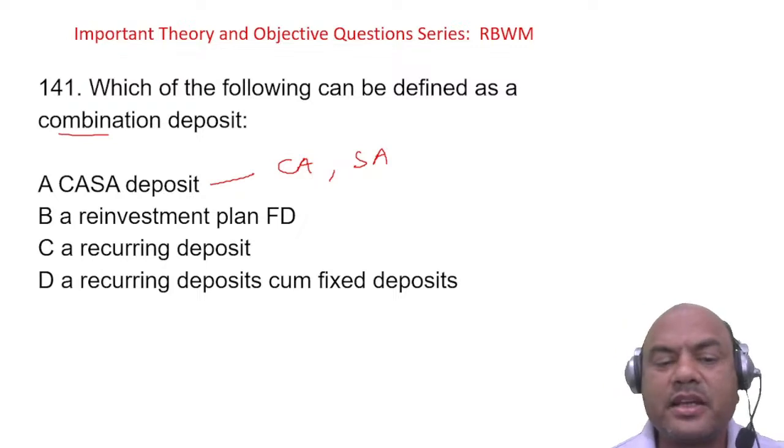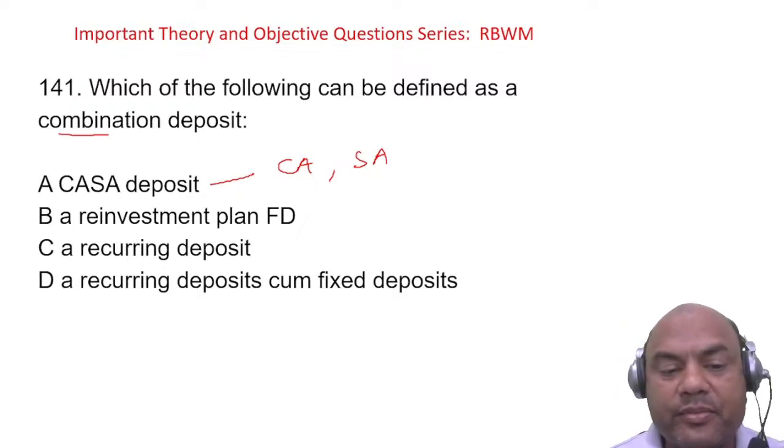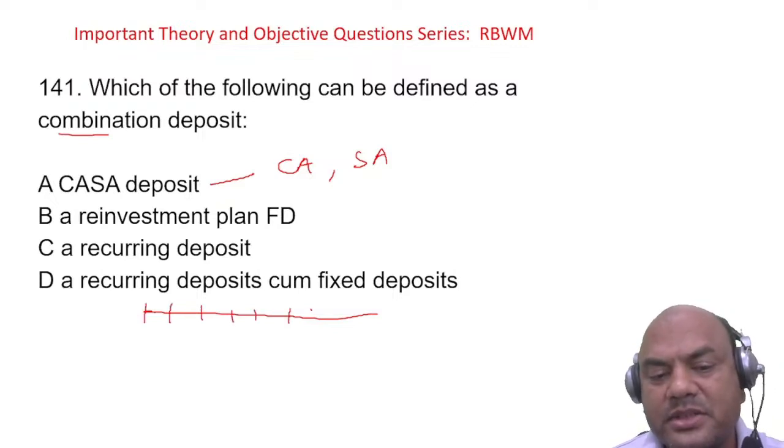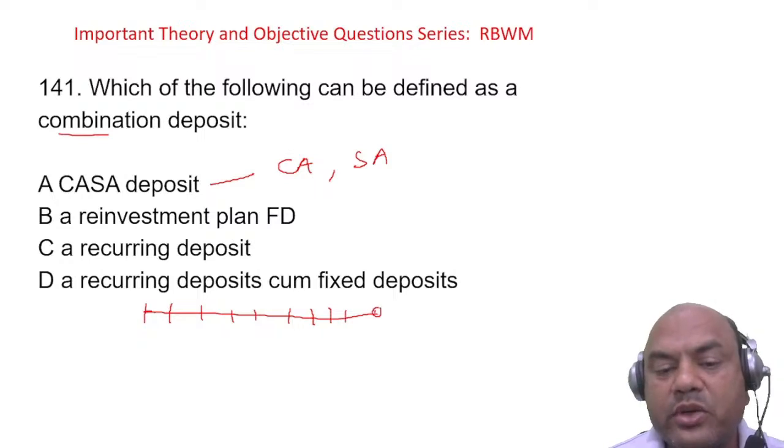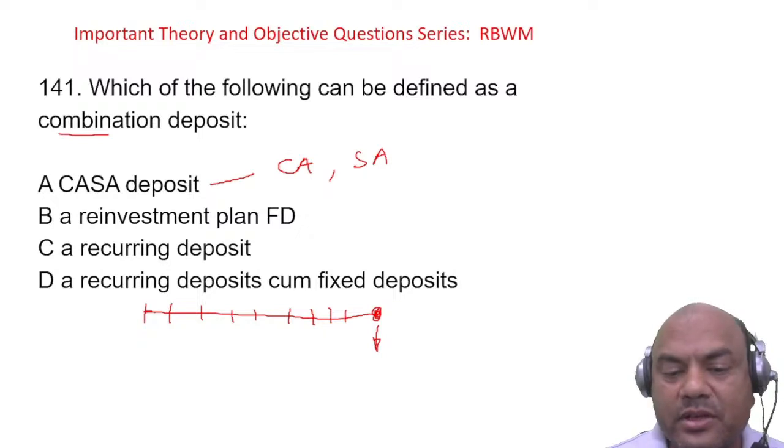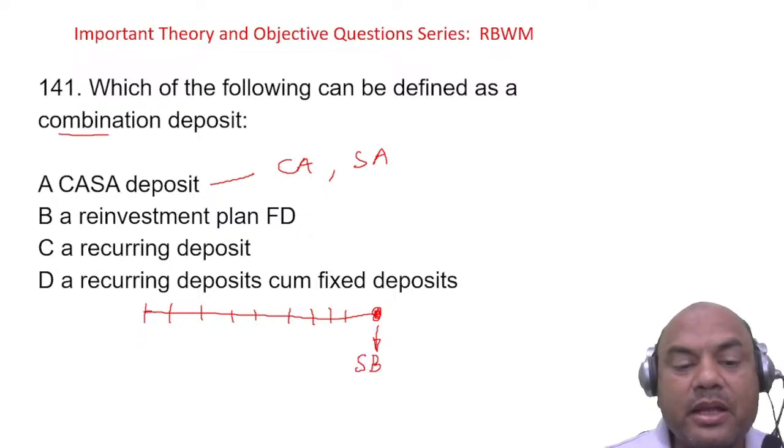Here it's like this. Recurring cum FD means what? See here. Here I'll go on depositing. Recurring means I'll go on depositing for, let's say, 11 months. Simple, I'll keep it. And on maturity, I'll get the full amount. This full amount is transferred to my savings account, right? On maturity, along with the interest. So that is simple recurring.